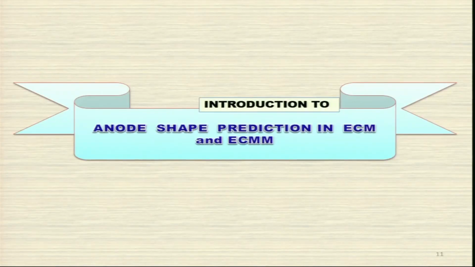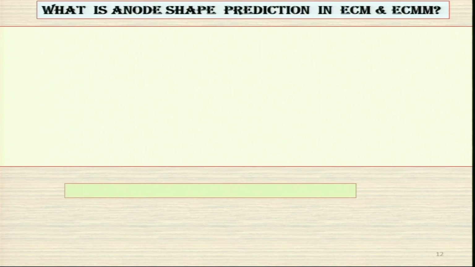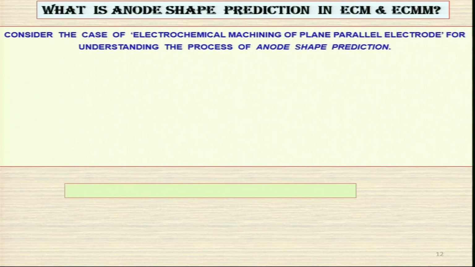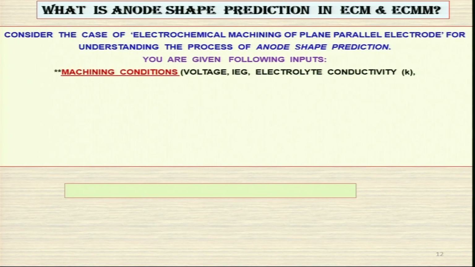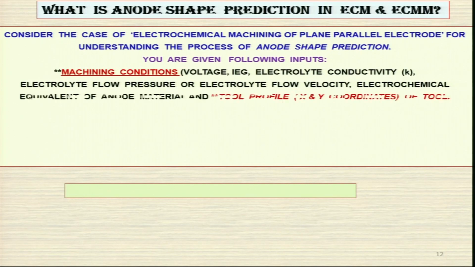Introduction to anode shape prediction in ECM and ECMM. What is anode shape prediction in ECM and ECMM? Consider the case of electrochemical machining of plain parallel electrodes. For understanding the process of anode shape prediction, you are given the following inputs: machining conditions, which include voltage, inter-electrode gap, electrolyte conductivity, electrolyte flow pressure or electrolyte flow velocity, electrochemical equivalent of anode material, that is workpiece material, and tool profile, xy coordinates or xyz coordinates of the tool.